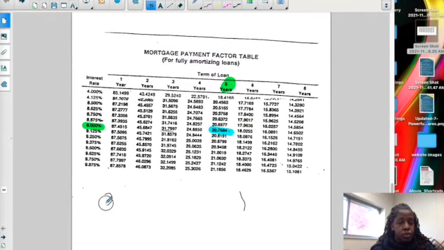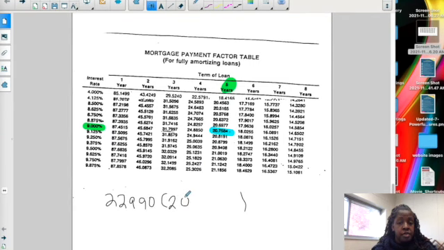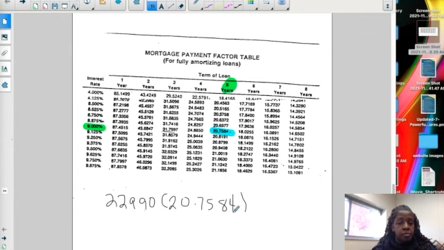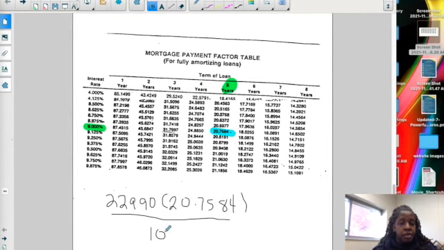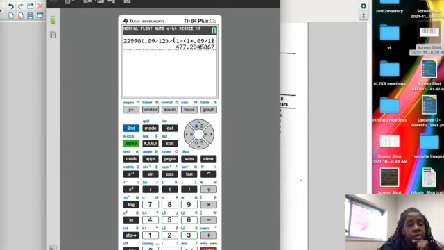So what do I do with that? I take my $22,990 and I multiply it times 20.7584. And then I divide all of that by 1,000. Let's cross our fingers and see if this table will help us figure out our monthly payment. We know what it is.